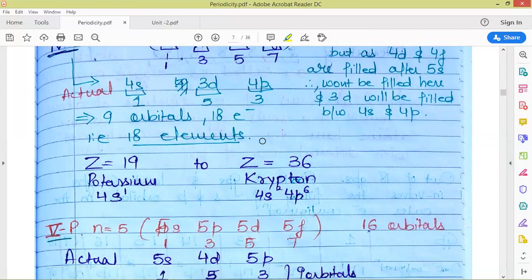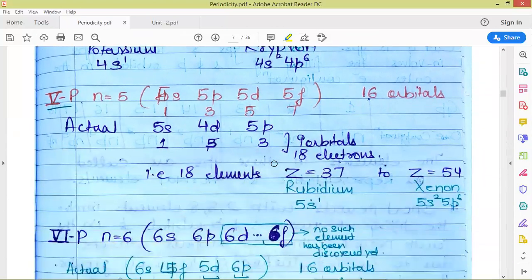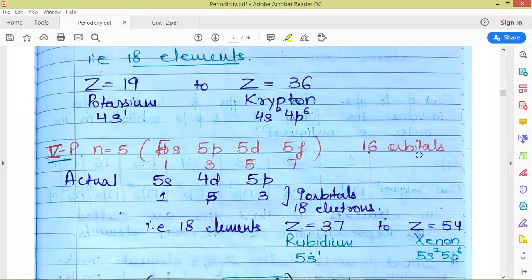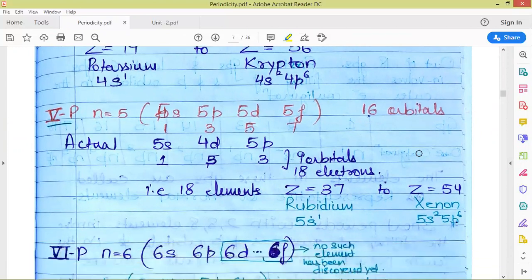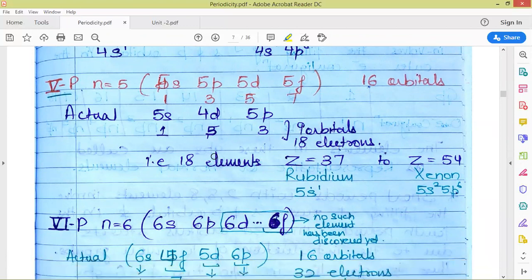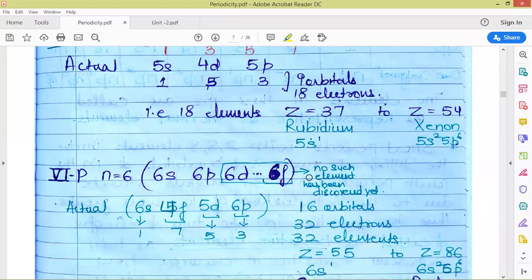quantum number. So in this group, the elements which fall are from atomic number 19 to atomic number 36, that is potassium to krypton. In the fifth period, there are 16 orbitals again, but in the case of the fifth period, only 9 orbitals are filled. That means 18 electrons, that means 18 elements belong to the fifth period. So the atomic number varies from Z equals 37 to Z equals 54, that means rubidium to xenon.